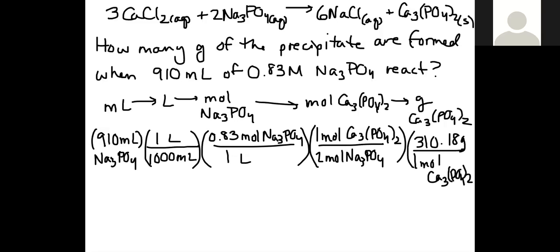So if you look at your conversion map that we wrote on the last slide, you'll see that we went from the bottom left corner, liters of A, through molarity to moles of A, through our molar ratio to moles of B, to our top right corner, using our molar mass to get to grams of B. And we get 120 grams of Ca3(PO4)2. If you do the math, you'll get 117, but why did I do 120?